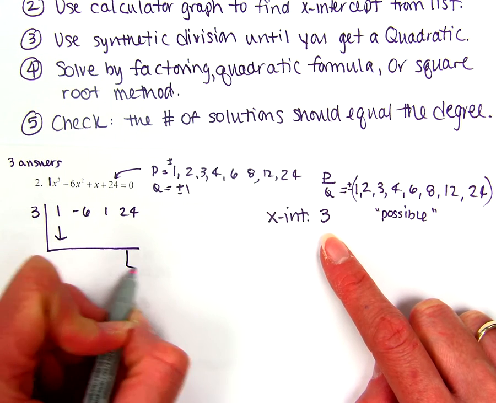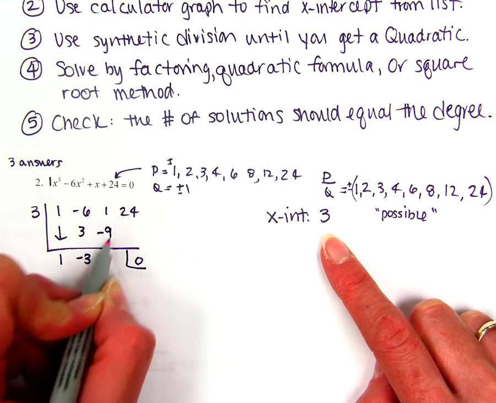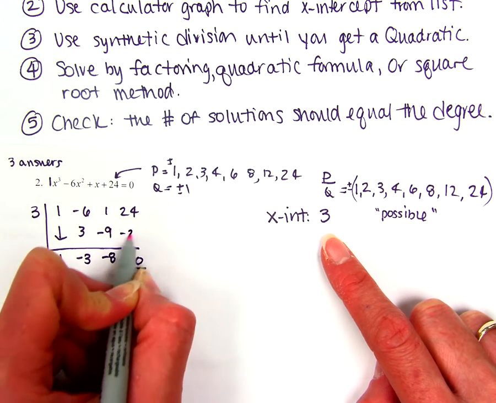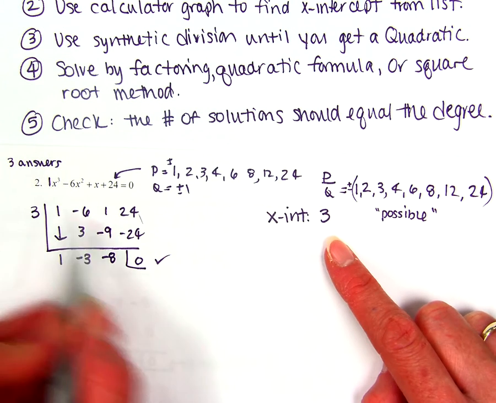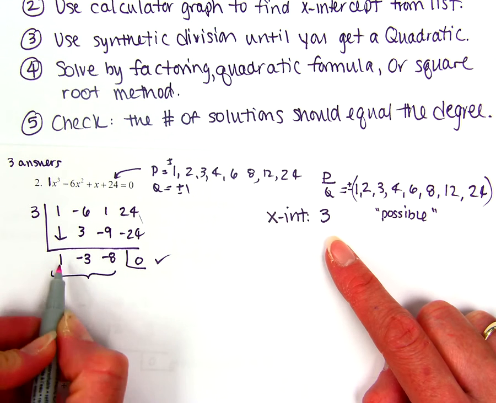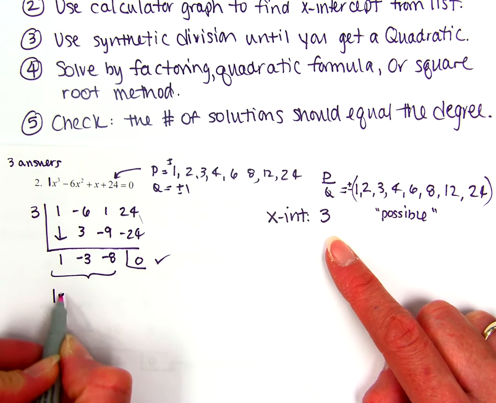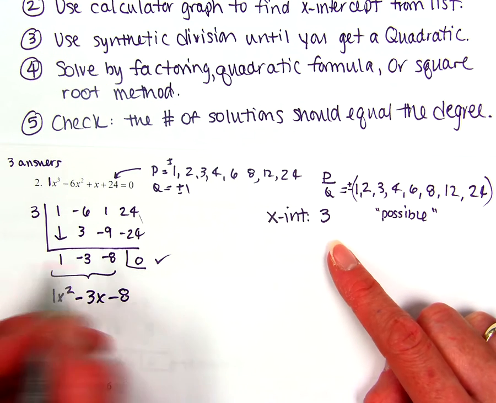Now remember, you should get 0 as a remainder. So if you don't, then you did something wrong. Hopefully we don't do anything wrong. All right, if I multiply, I add, and I get 0 as my remainder. So that's perfect. All right, so synthetic division, remember, if this is a cubic, these numbers represent 1 degree less. So this is 1x cubed, this is 1x squared, minus 3x, minus 8. All right, so here's my equation.